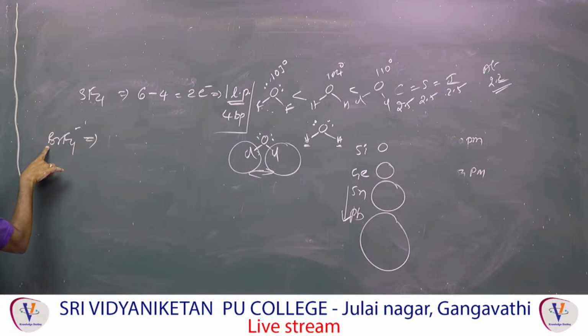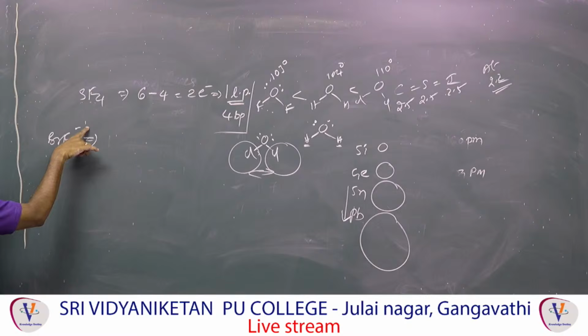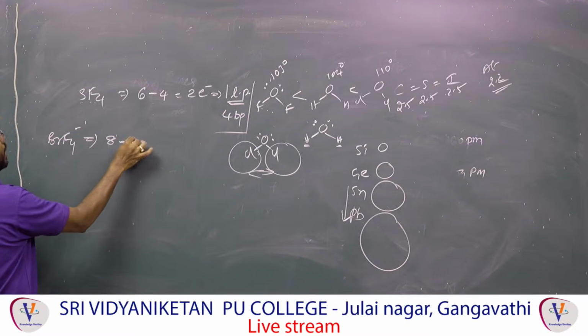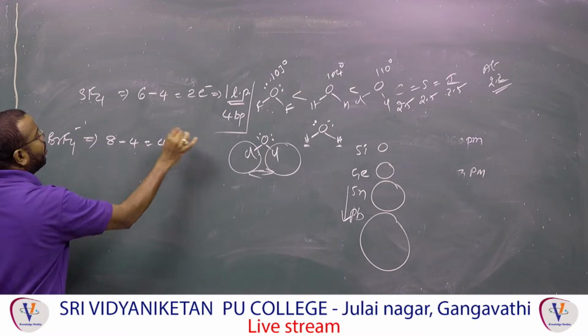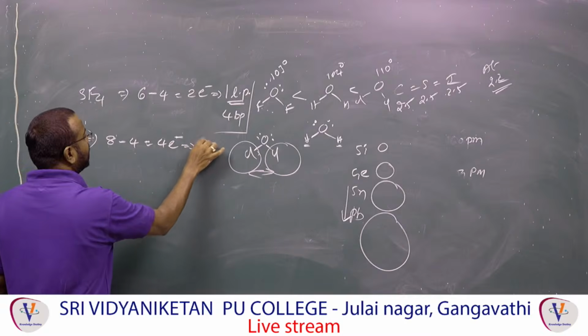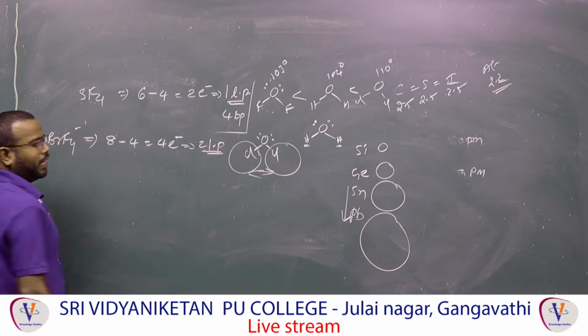So valence is 7 and it has a negative charge. So 7 plus 1 is 8. 8 minus 4 is 4. 4 electrons, which means 2 lone pairs is what we get.